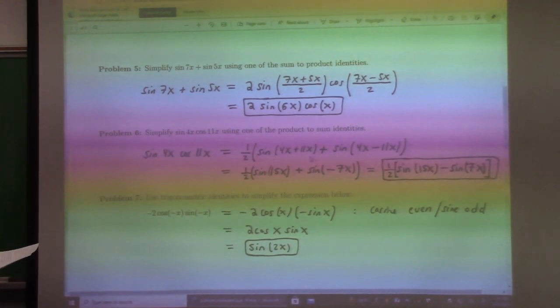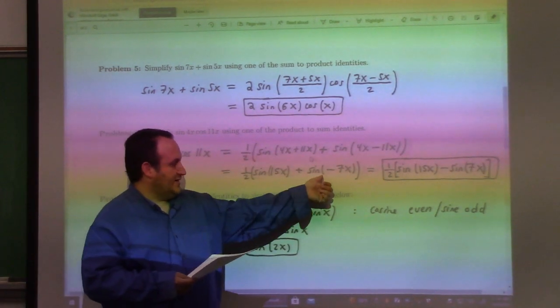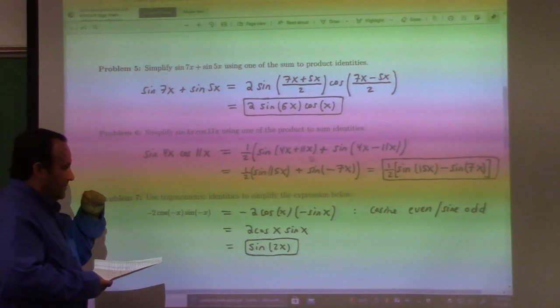Problem 6, you got a product of sine and cosine, so you want the product to sum identity. Sine times cosine, that was number 26, which is going to give you 1/2 sine of the sum plus sine of the difference, which is what I did. But then I used the fact that sine is odd to pull out the minus, so I got sine of 15x minus sine of 7x, all divided by 2.